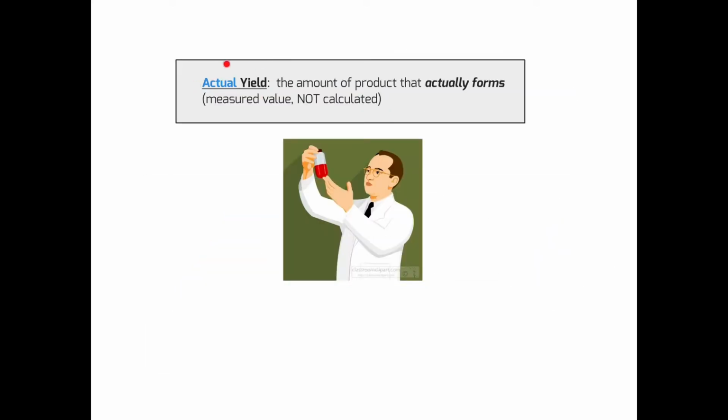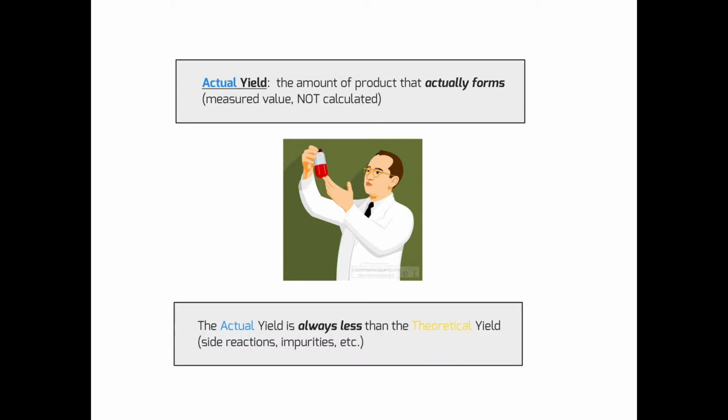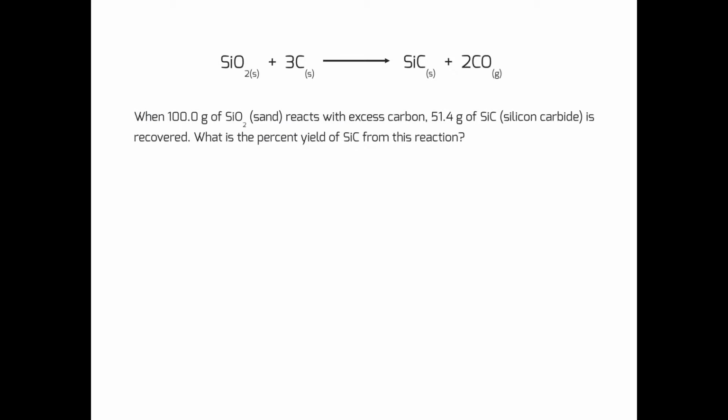The other part of the equation is the actual yield. The actual yield is the amount of product that actually forms. So this is a measured value. This is not something that you calculate. In other words, the actual yield is what you get when you mix the reactants together, let the reaction take place, and then weigh however much product you get. If you're having trouble remembering the difference between the actual yield and the theoretical yield, just remember that the actual yield is always less than the theoretical yield, because the theoretical yield tells you the maximum amount of product that can form.